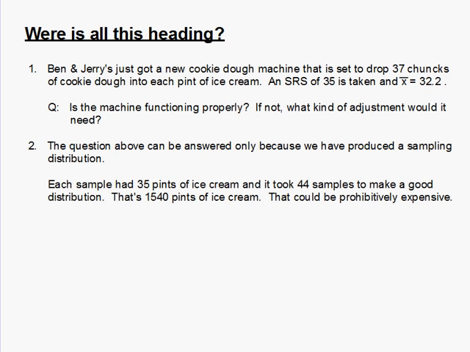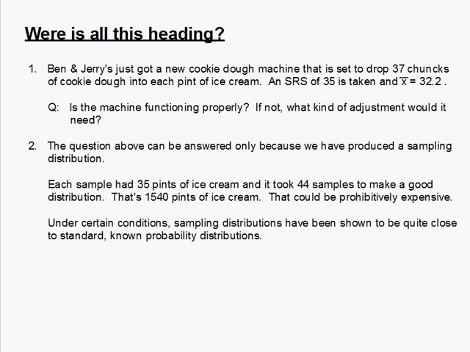Well, each sample had 35 pints of ice cream, and it took 44 samples. That is 1,540 pints of ice cream. That's a lot of ice cream. If we weren't talking about ice cream and we're talking about like gold or diamonds, that could be prohibitively expensive, and we simply couldn't produce the probability distribution or the sampling distribution.